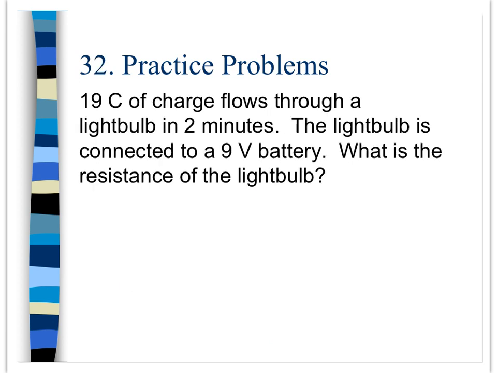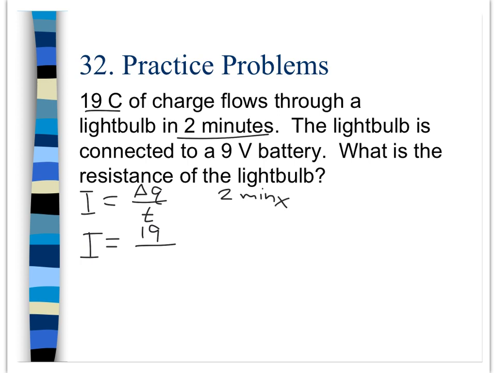Let's try one more problem here with this. So we start off being told how much charge flows through a light bulb in 2 minutes. And so once again, using our definition of current, that is the amount of charge over the time, we can figure out what the current is in this light bulb. So it's going to be the amount of charge, 19, over our time, but we need to real quick convert that time from minutes into seconds. We probably can just do this in our head. 1 minute is 60 seconds, and so 2 minutes is going to be 120 seconds. But certainly if you need to write out that conversion, you can go ahead and do that.